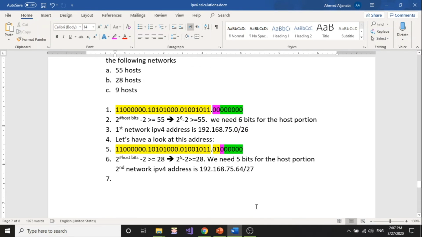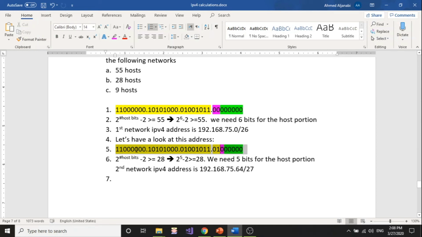Okay, now let's keep going. What will be the third one? Well, now just remember here, I used the first one when I borrowed 2 bits for the 55 hosts. And then the second available network IP address is going to be basically the same 00, but instead of 00, the purple 00 here is going to be 01. I take this network IP address as it is, and subnet it furthermore. So I ended up borrowing another bit from the host portion to the network portion. Now look what I'm going to do.